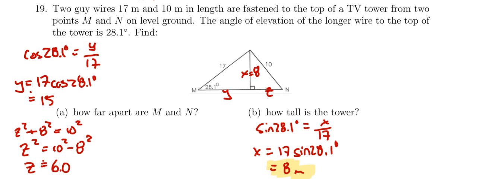So now I'm going to add those two numbers together. The distance between M and N is going to be Y plus Z. So that is going to be what really was 14.996 and so on, plus 5.99. And I am going to get a distance that rounds to 21.0 meters.